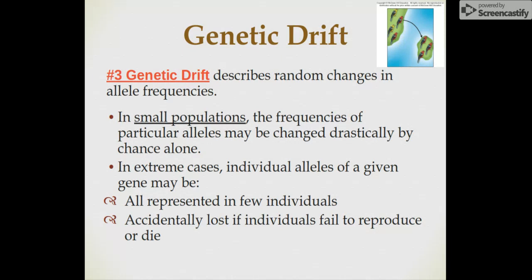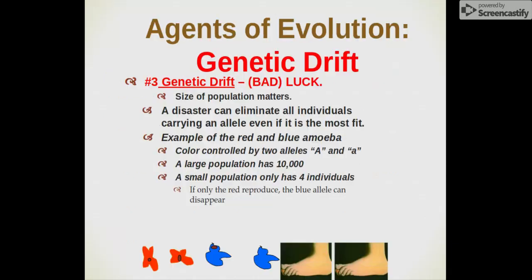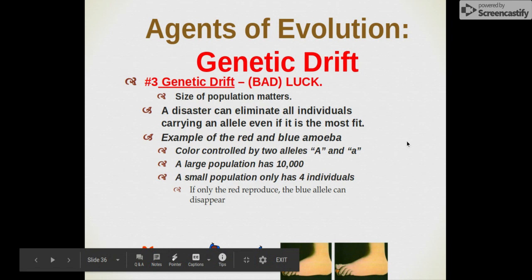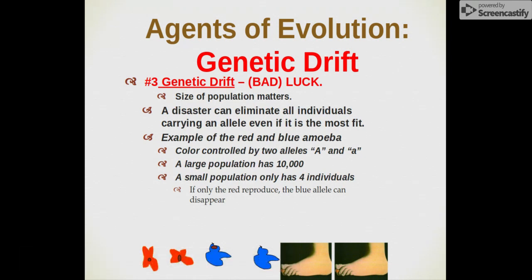So we can see that the alleles of a given gene can be represented in just a few individuals, then accidentally lost if those individuals don't reproduce or they die. Okay. So again, size of the population matters. This is small populations. If we've got a small population, and in this case, we've got down at the bottom 2 red amoeba and 2 blue amoeba, some disaster can get rid of all of those organisms.